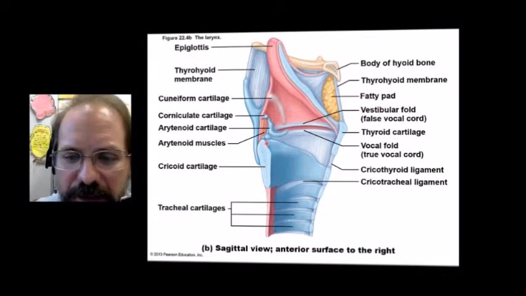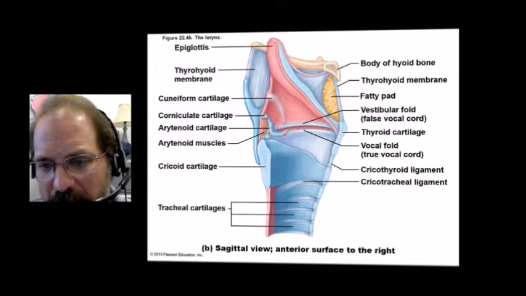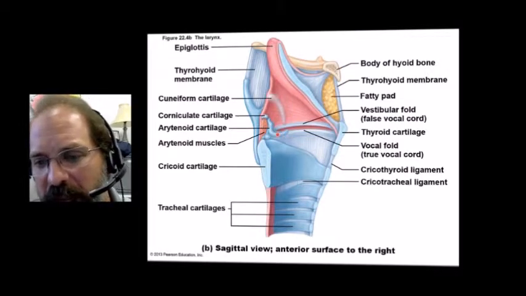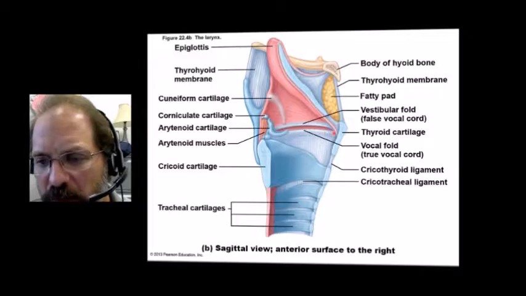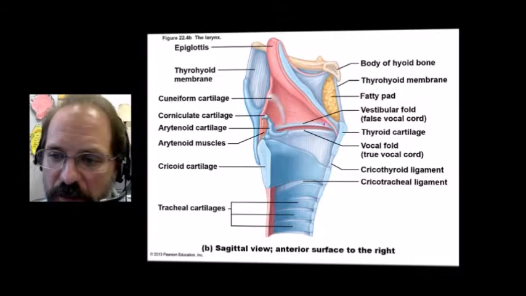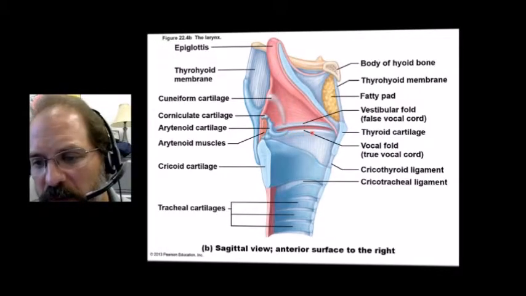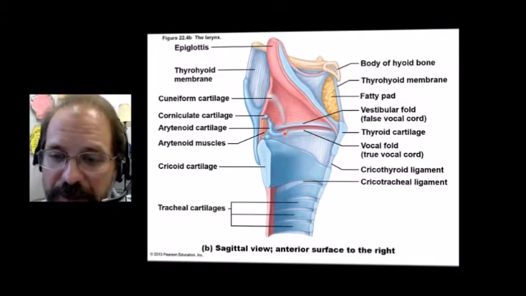Sitting on the cricoid cartilage are two smaller, kind of funny-shaped cartilages. The one that's shaped like a hook or something, this is called the arytenoid cartilage, and it is the anchor point for the vocal folds, the false vocal fold and the true vocal fold. The lower one is the true vocal cord or vocal fold, and the higher one is called the vestibular fold or false vocal fold. Only the true vocal cord functions in normal speech production.